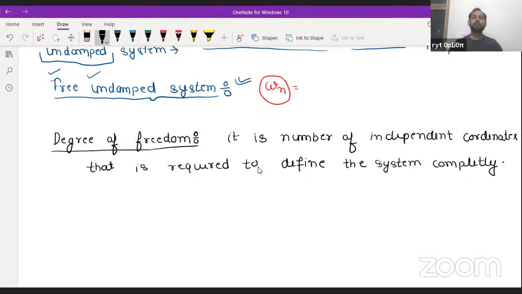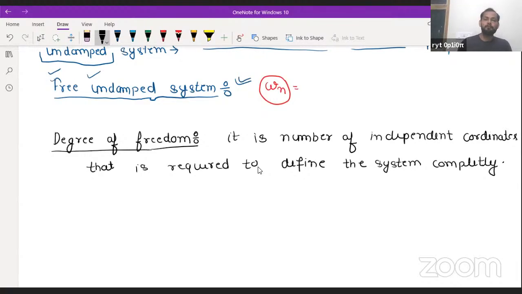So what is the degree of freedom? You may define the degree of freedom in a way that it is the number of independent motions that a body can perform, or you can define a degree of freedom like this: it is the number of independent coordinates that is required to define the system completely. That means coordinates which are defining the system completely.